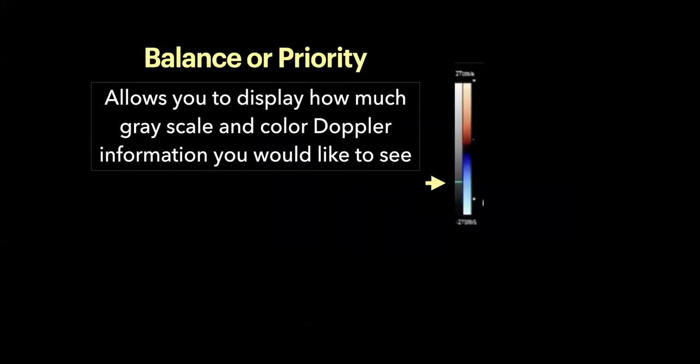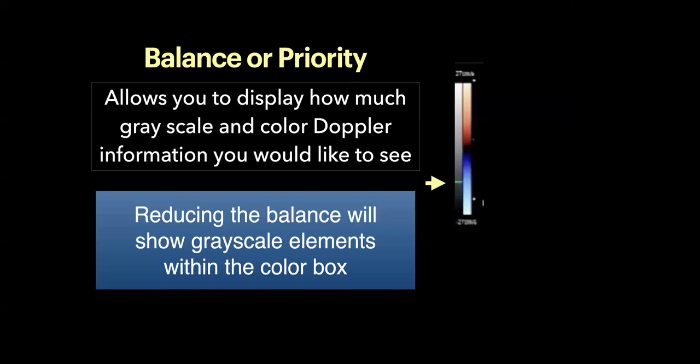However, where do I find this more helpful? And I'll show a little tip with color Doppler. Another helpful tip is balance or priority. So how many of you actually use this? So what exactly is this? This allows you to display how much grayscale and color Doppler information you would like to see. And with your balance or priority, lowering the balance will show grayscale elements within the color box.